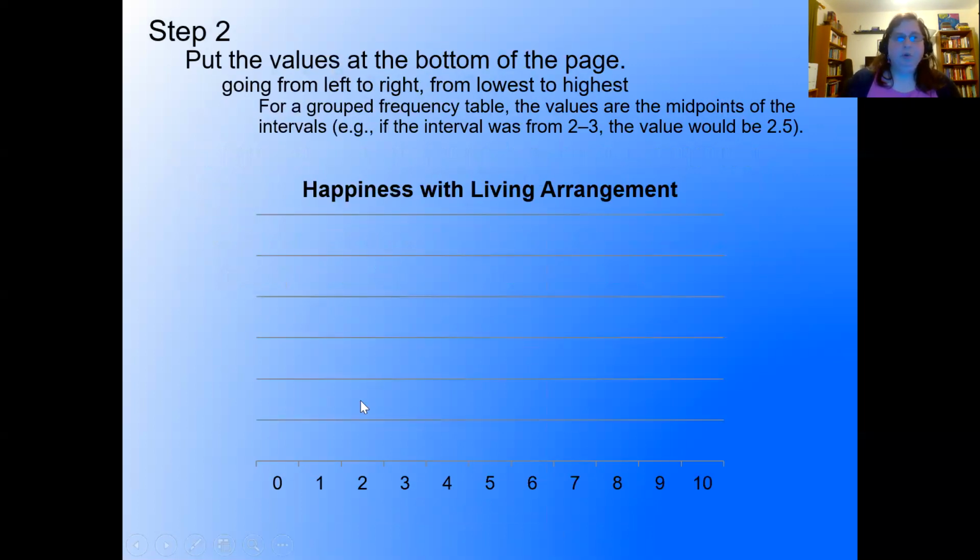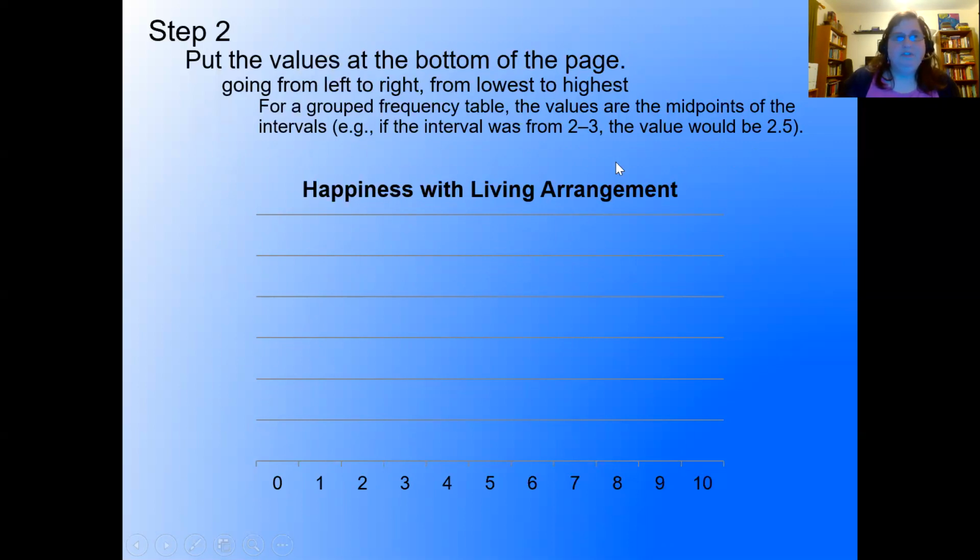Now we're going to put our values, as opposed to along the side, along the bottom, 0 to 10. Okay, had this been a grouped frequency table or a bin frequency table, the values would be the midpoints of the intervals. So if the interval was from 2 to 3, the value would be 2.5. Now you might be wondering, why do we do that? And honestly, I think the only reason is to keep this area not too crowded. So if we had those bowling scores of 0 to 50 and 51 to 100, it might get kind of crowded on the bottom. So I think you can use just the midpoint to keep it a little less crowded.